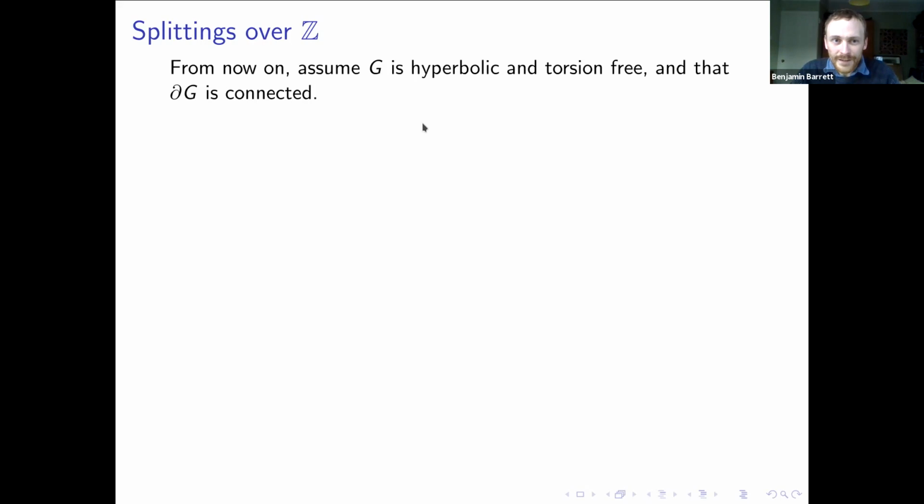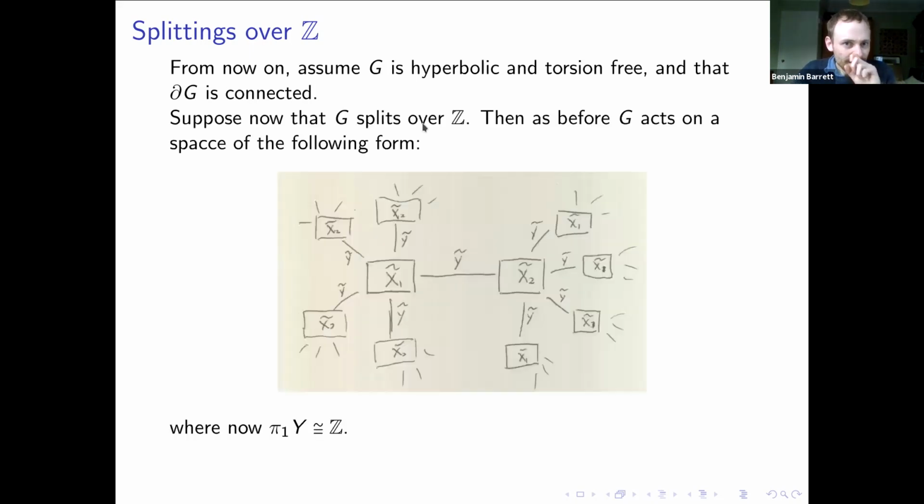So for any group, we can sort of cut it up into pieces with connected boundaries, so we don't really lose anything by from now on pretending that the boundary was connected all along. So that's just some simplifying assumptions for what I'm about to say.